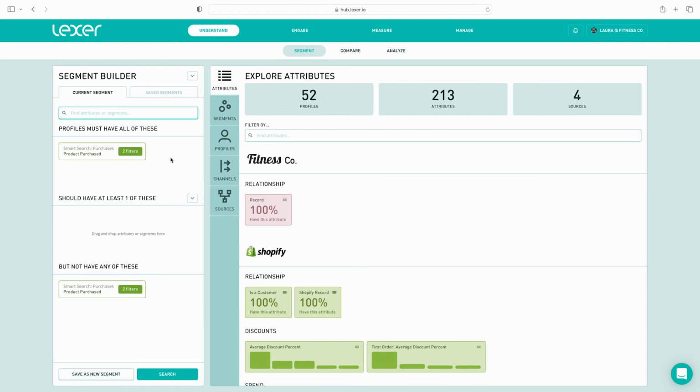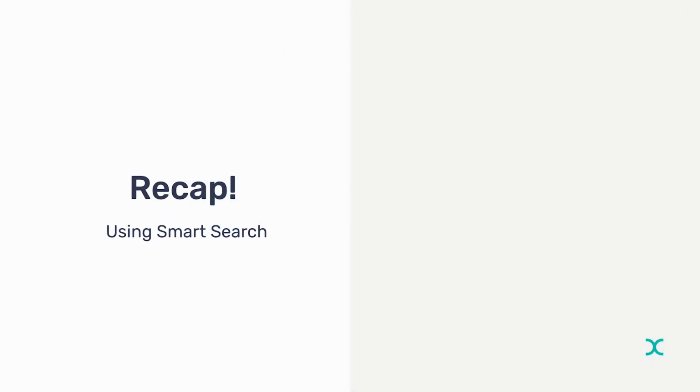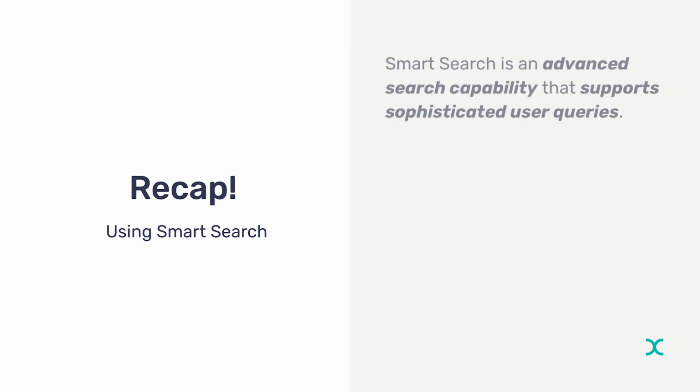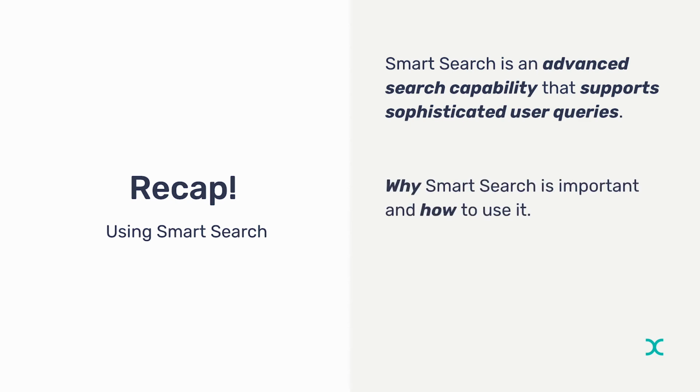Let's do a quick recap. So, what did we learn today? We learned that Smart Search is an advanced search capability that supports sophisticated user queries, but we also went through why it's important and how to use it, with a few interesting use cases along the way.